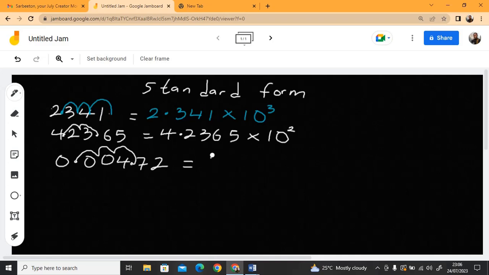So it will be 4.72 times 10 raised to power. Now, because this thing starts from 0 point, you have to make it a negative number. That will be 1, 2, 3. That is 10 raised to power what? Minus 3. So that is that. That is for this one.